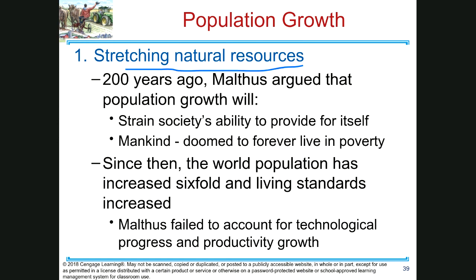200 years ago, another economist, Robert Malthus, argued that population growth will strain society's ability to provide for itself, and unfortunately, mankind is doomed forever to live in poverty. That's about 200 years ago. We didn't know about the technology we have right now. The farmers only had shovels and hammers and things like that. But look at the farmers these days, right? All the giant tractors, irrigation facilities, and we're proving him wrong there.